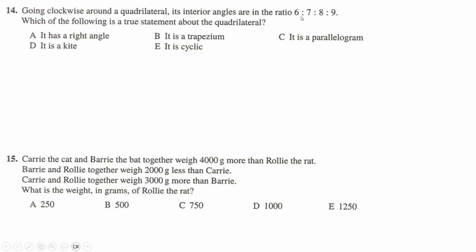Okay, so firstly, angles in a quadrilateral add to 360. So we add these up for 30. 360 divided by 30 is 12. Times all these by 12 to get this. And now what we notice here is that this and this make 180. And this also make 180.